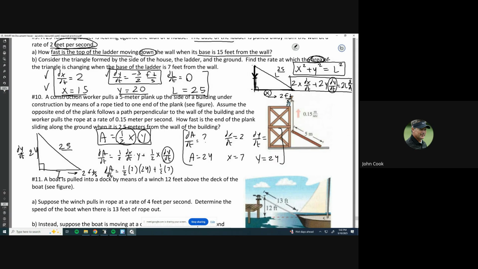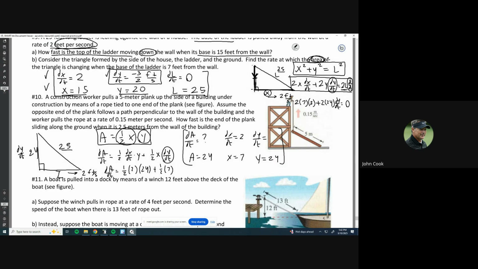So if I need to find dy dt, I just reset this problem and solve it again. So the x value, if you remember, is 7 now. dx dt is still 2. My y value is now 24. And then dy dt is over here. And 2L is going to be 2 times 25, but then that dL dt is still 0. So that still ends up being a 0.